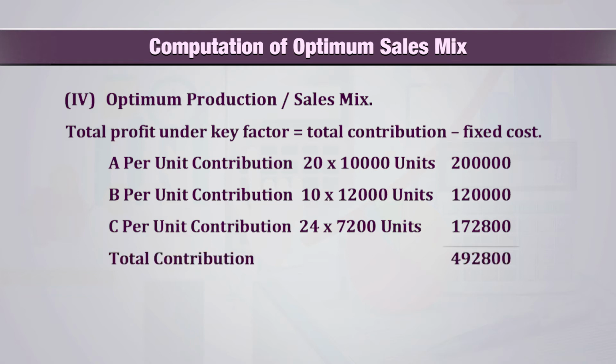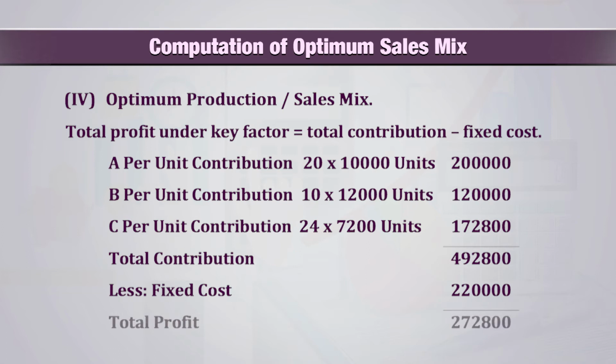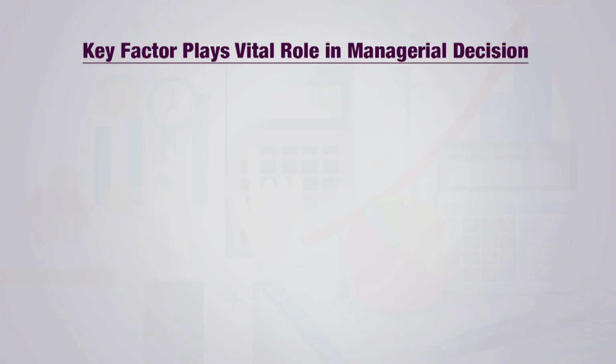Total contribution of A, B and C comes as 4,92,800 and less fixed cost is 2,20,000. Total profit which comes to us is 2,72,800. Note, this is the best sales mix for company under the influence of key factor. No other sales mix will be able to earn profit more than 2,72,800. Thus, key factor plays a vital role in managerial decisions.